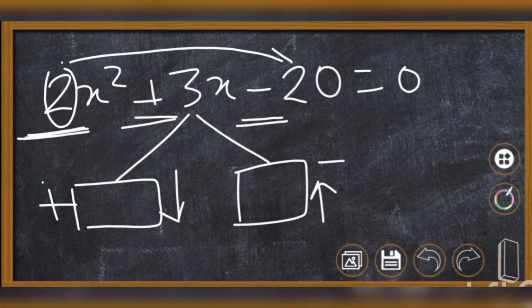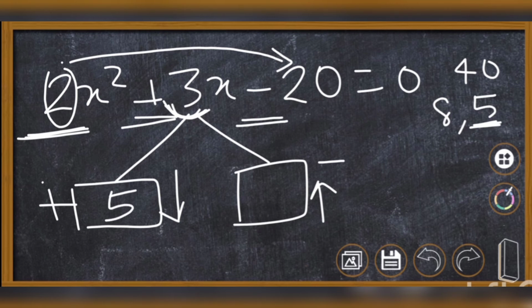Now we have to factorize 2 into 20, that is 40, and the difference of the roots should be 3. Now 8 into 5 is 40 and 8 minus 5 is equal to 3, as we know that one root will be positive and one is negative. Now which one will be positive? The positive will be the smaller number. So 5 is the smaller number and 8 is the negative number.